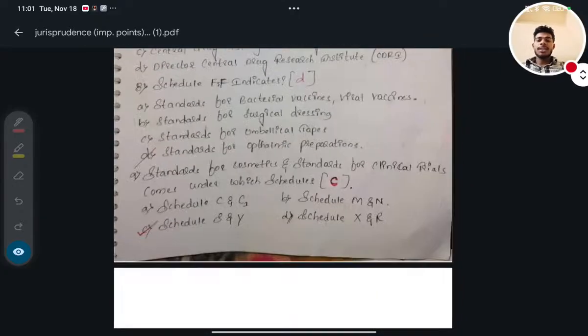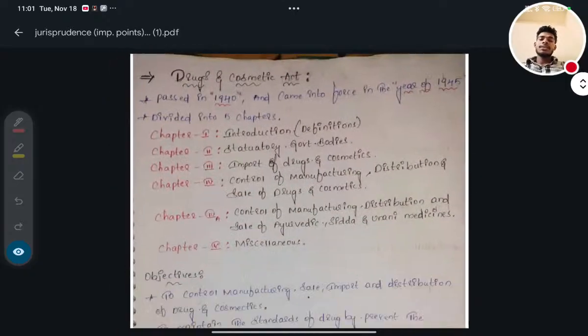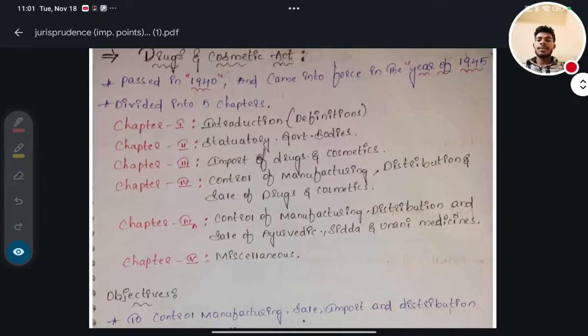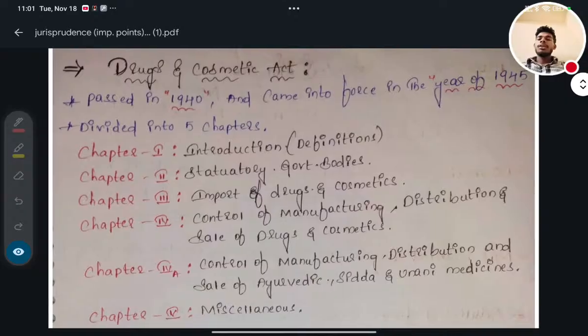Drugs and Cosmetics Act 1940. This Drugs and Cosmetics Act 1940 is actually a very important topic for different competitive exams or pharmaceutical exams like GPAT, NIPER, ACRE and all other drug inspector exams.